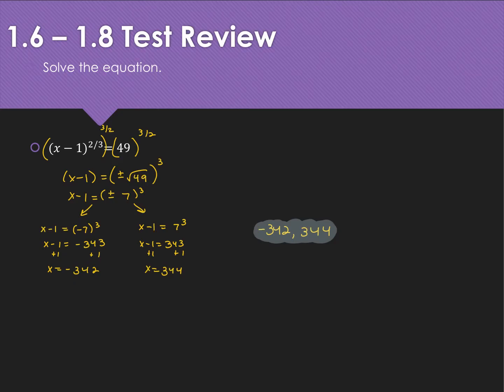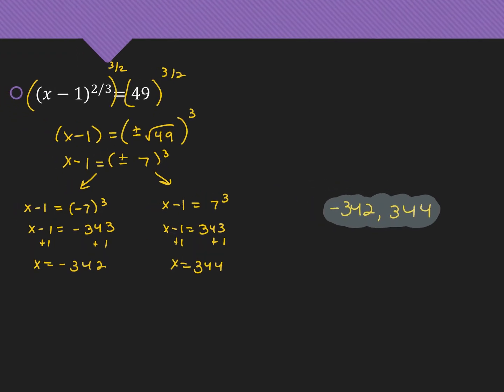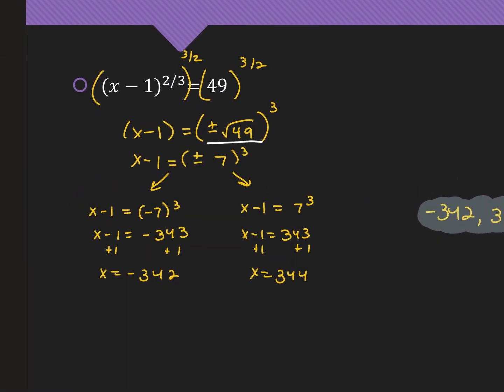All right, so this is the first one. You have to raise both sides to the 3 halves, which means you are square rooting 49 and then raising it to the 3rd power. Because you're taking the square root on both sides, you want to make sure that you do the plus or minus. So that's what a lot of you miss. It's the plus or minus part. So it's plus or minus the square root of 49, which is positive and negative 7, and then cube it, and it's 243. Add the 1, and you should have gotten negative 342 and positive 344.